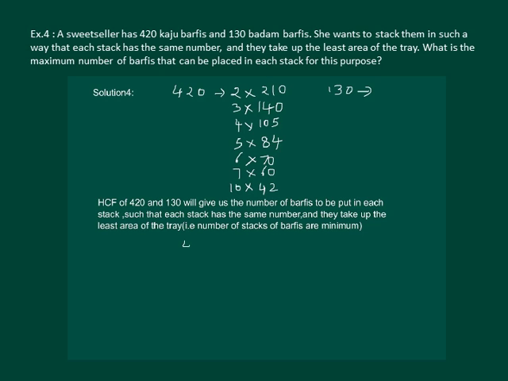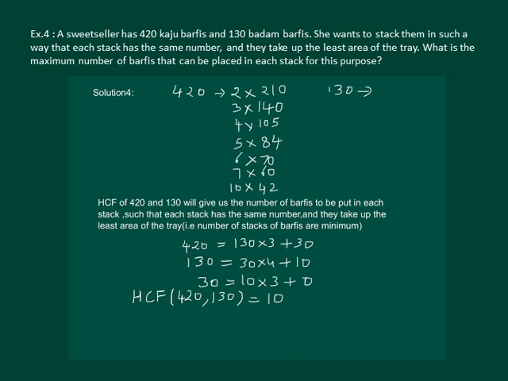We have 420 equal to 130 into 3 plus 30. Remainder is not 0, so we proceed with 130 equal to 30 into 4 plus 10. Again remainder is not 0, so we proceed. We take 30 equal to 10 into 3 plus 0. This gives us that HCF of 420 and 130 is 10.